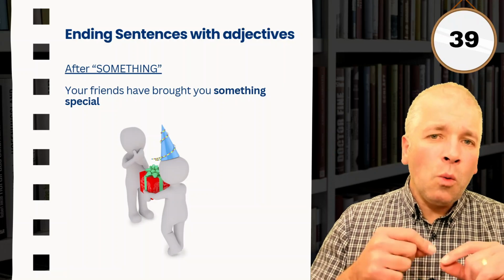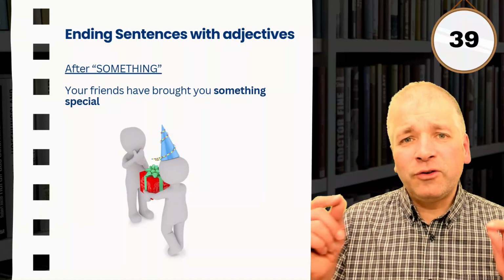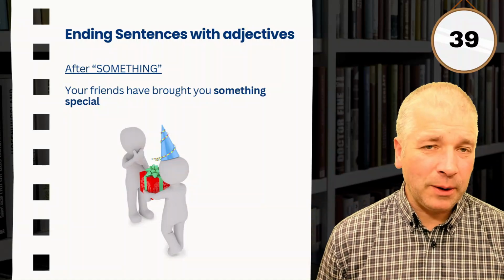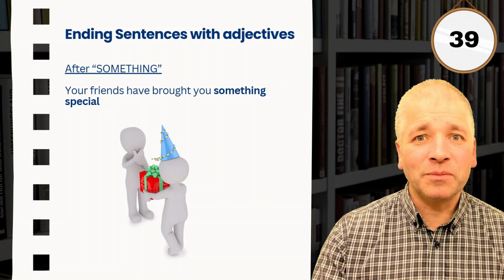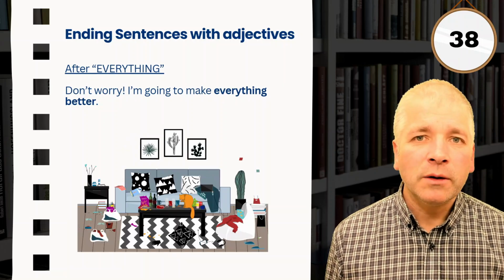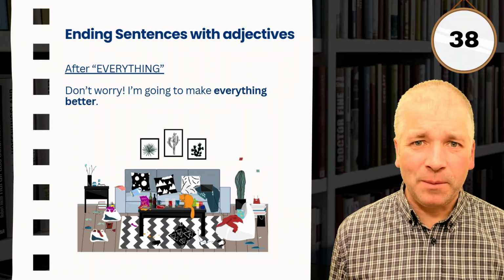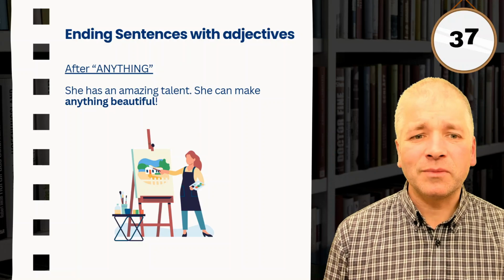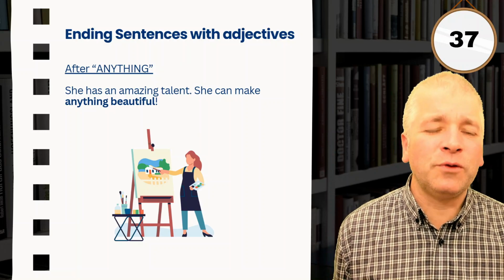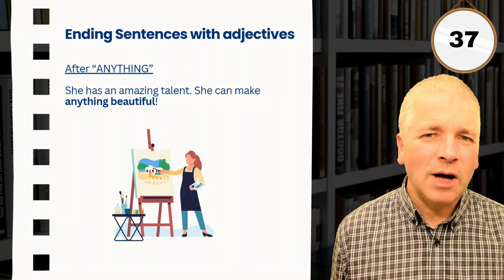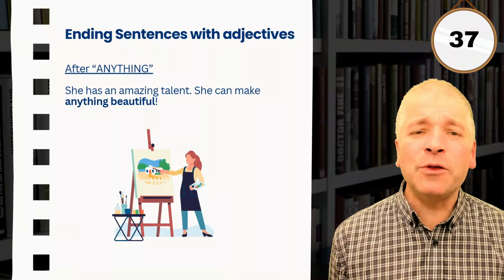There are certain words where you can place an adjective afterwards to finish a sentence, such as something. Your friends have bought you something special. Also, everything. Don't worry, I'm going to make everything better. Look at this lady painting a beautiful view. And you might say this, she has an amazing talent. She can make anything beautiful.